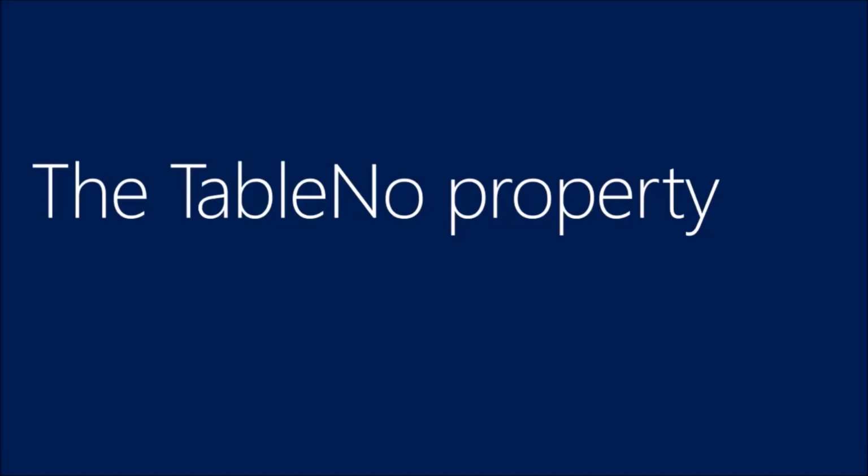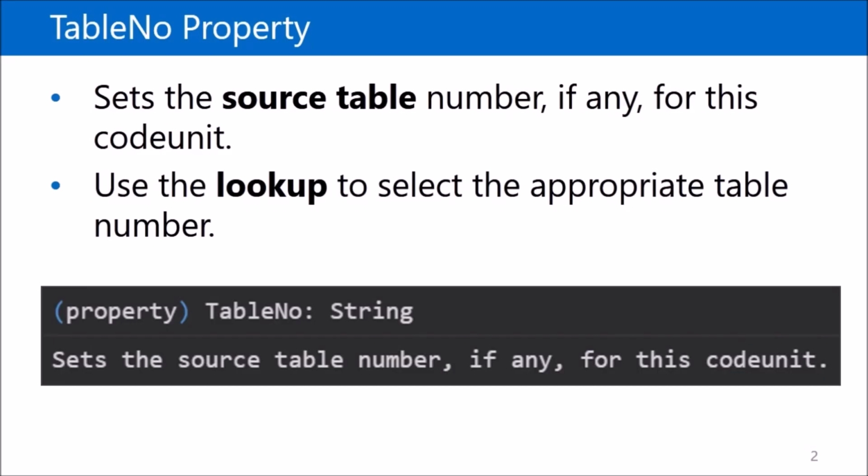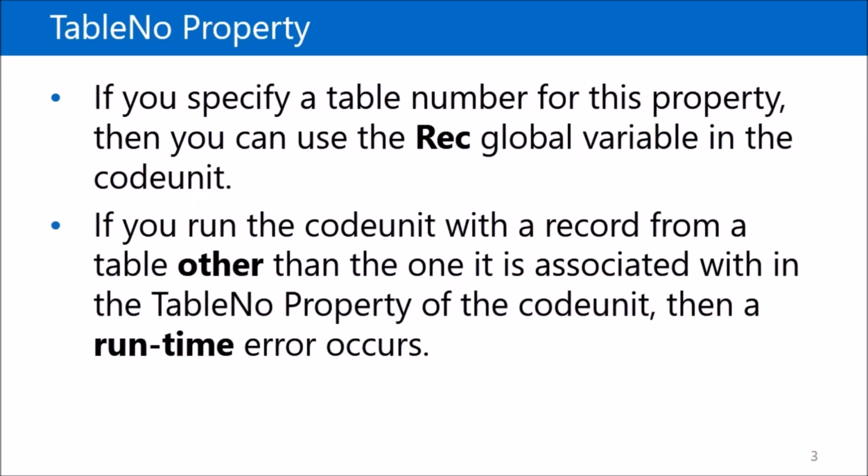The table number property. The table number property is a Codeunit property. You can use it to set the source table of the Codeunit to any table using the number or a lookup for the table. You can see here an example of the tooltip of the table number property. By using it, you can run the Codeunit and transfer the table to it.